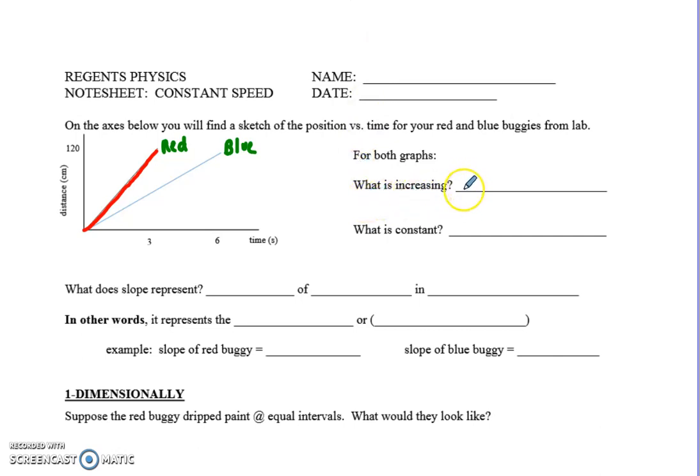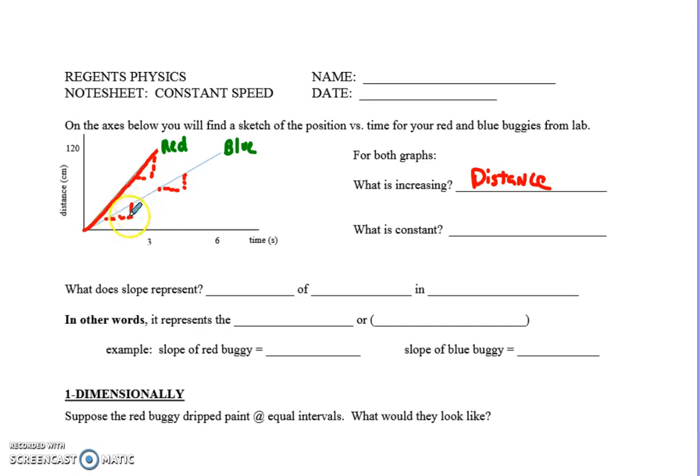So the question is, what is increasing? Well, as time goes on, the distance is increasing. So the distance for both graphs is increasing. Now, what is constant for both graphs? What we discussed in class is that the slope for both individual graphs is the same at the beginning as it is in the middle.